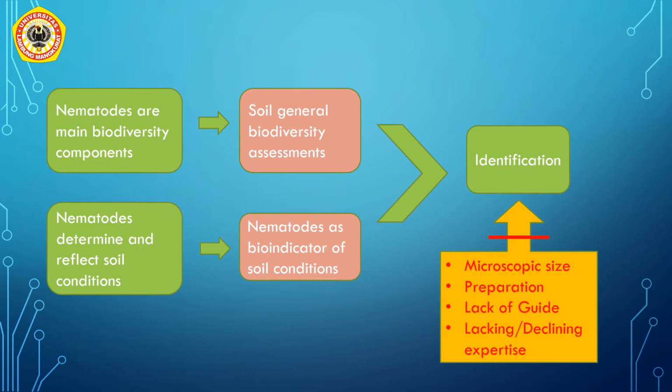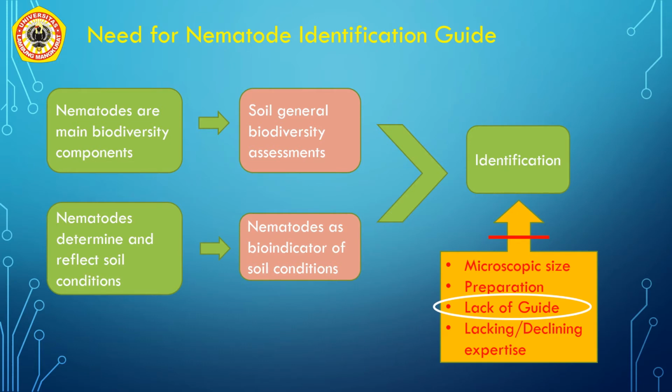And the third is the lacking of identification guide or identification key of soil nematodes, because we haven't studied our nematodes sufficiently. And last but not least, we are facing a declining number of experts who can identify soil nematodes. In this presentation, I'm focusing on the lacking of identification guide or identification key of soil nematodes.